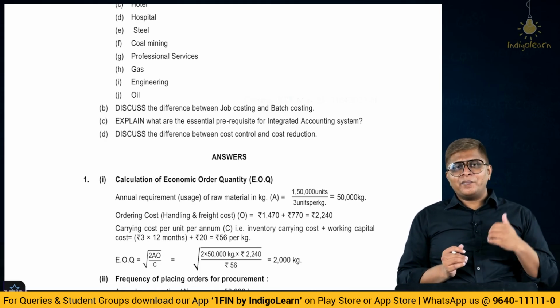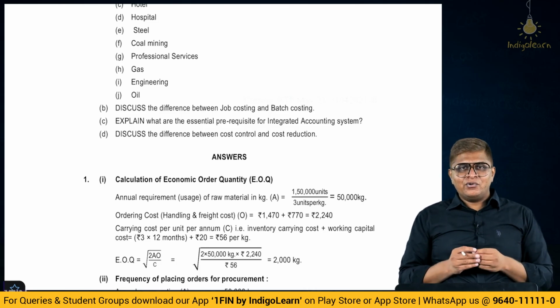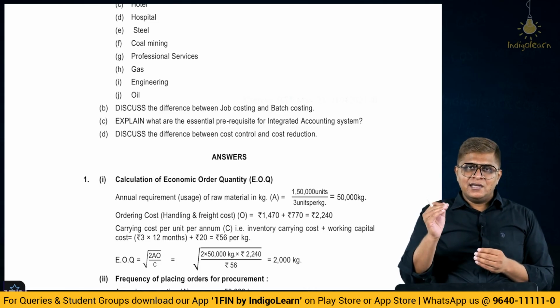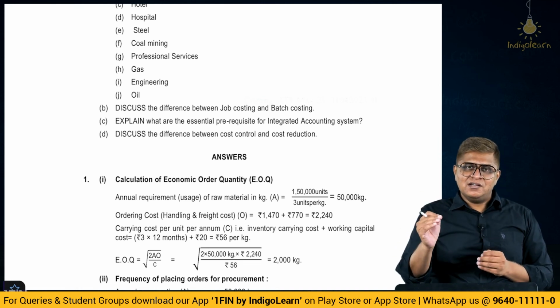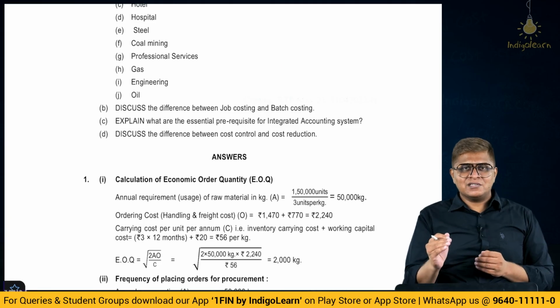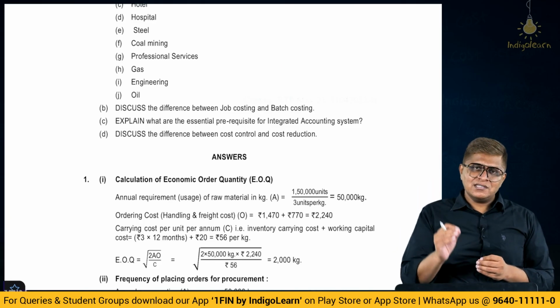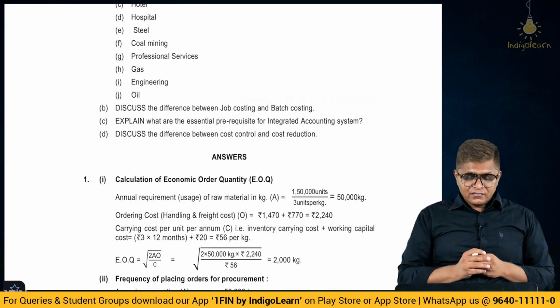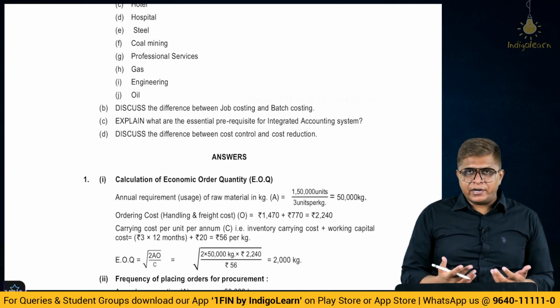But when we go for a permanent one-time reduction, earlier one unit was costing me 200 rupees. Now I have done some design changes and permanently reduced this cost to, let us say, 160 rupees. So this is a permanent reduction in cost, which is going to be called cost reduction. There are other differences also which you can probably look at.